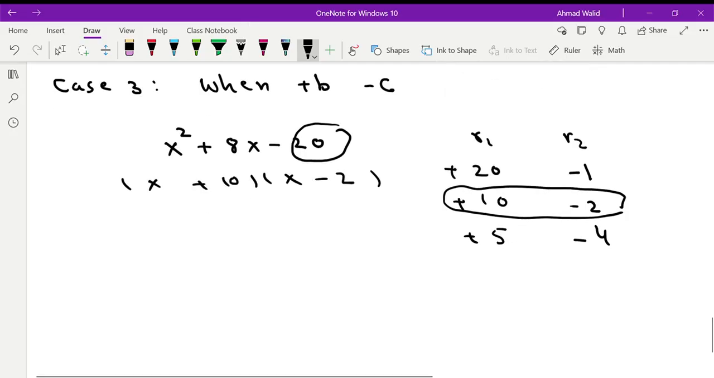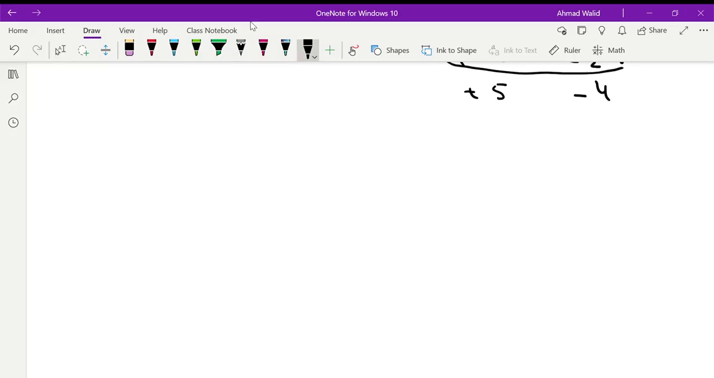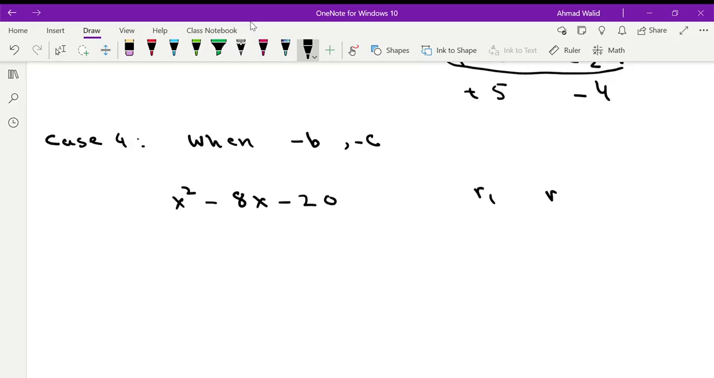Last case, case number 4. When B is negative and C is negative. For example, x squared, let's do the same example, minus 8x minus 20. Again, R1, R2, factors of 20: 20 times 1, 2 times 10, 4 times 5.